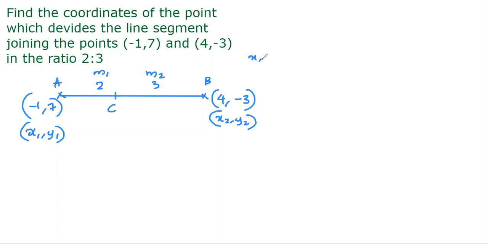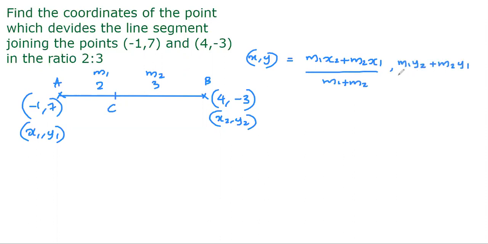The formula is x, y equals (m1 x2 plus m2 x1) divided by (m1 plus m2), then (m1 y2 plus m2 y1) divided by (m1 plus m2). These are the formulas through which we can find x, y, which is the coordinate of C. So we can apply this here.